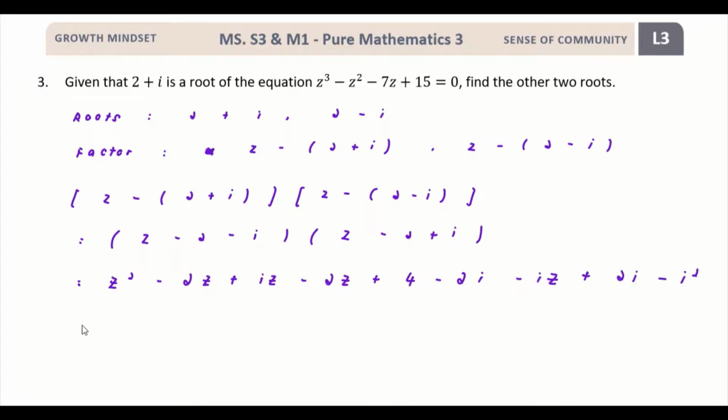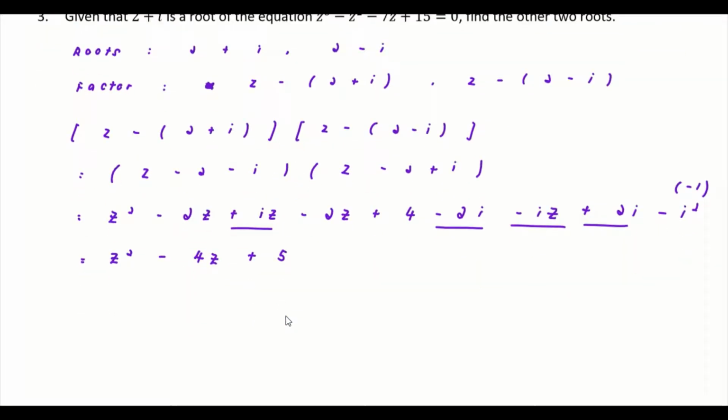Okay, so now we can try to solve it. So z squared. When you combine, you should realize that you shouldn't have any i here anymore. So this part and this part, no more. This part and this part, no more. So we can focus on the other ones. For the constant, 4 and minus i squared, this will become minus minus 1, so you get plus 1. So you have plus 5. Okay, so this is the quadratic equation that we have.